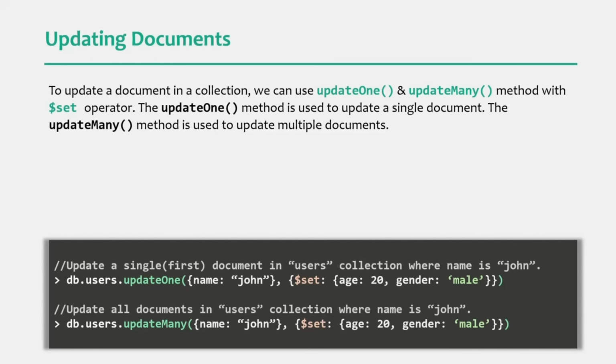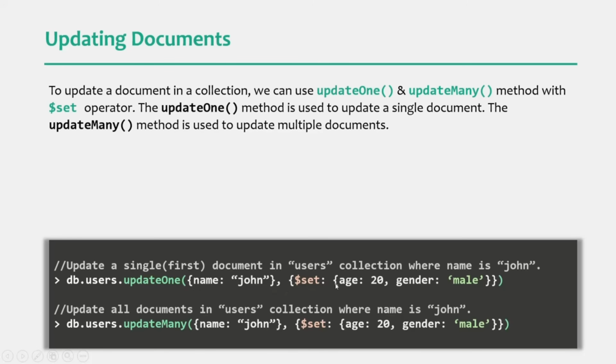So we have learned that in order to update a document in a collection in MongoDB, we can use either updateOne method or updateMany method. When we use updateOne method, we can update a single document. And using updateMany method, we can update multiple documents at a time. Now, to the updateOne or updateMany method, first we pass a filter criteria based on which we want to filter the documents which we want to update.